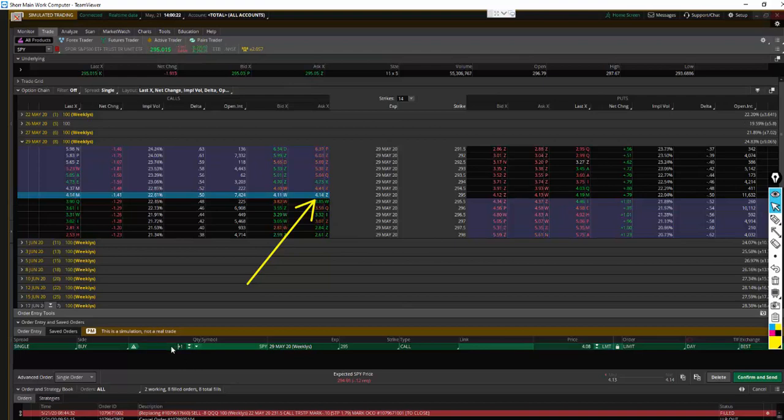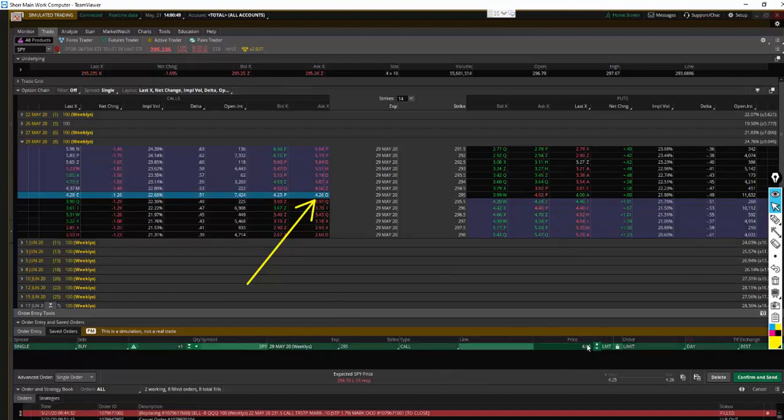How many do I want to buy? Here's your quantity. You can toggle this up, toggle it down. This is the expiration. This is the strike. This is the call. This is the price I want to pay. I want to pay $4 for this. I don't want to pay $4.30. It was $4 not 2 minutes ago.